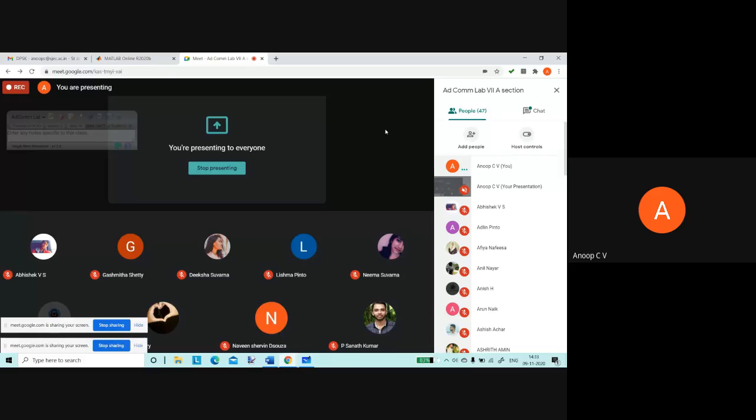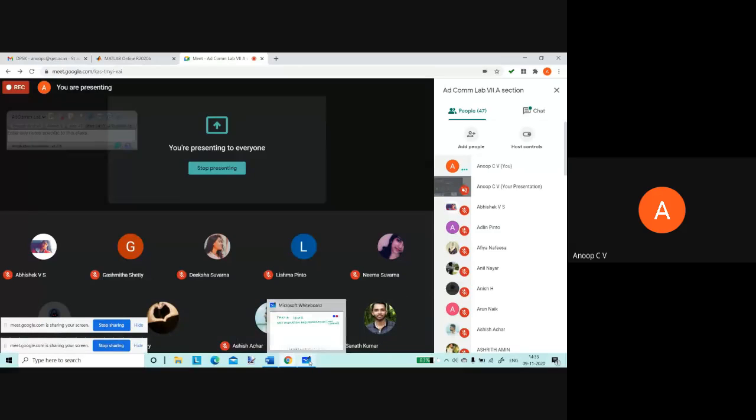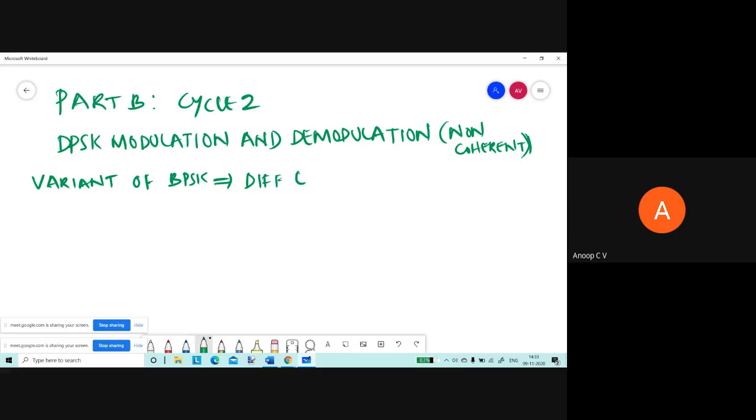So initially, before we start with the simulation, we'll discuss what exactly is the mathematical model of differential phase shift keying, right? You can see it as a variant of binary phase shift keying, wherein it involves differential encoding plus phase shift keying. Differential encoding plus phase shift keying.